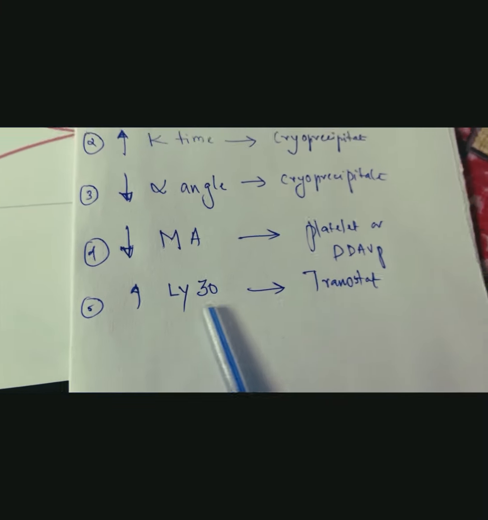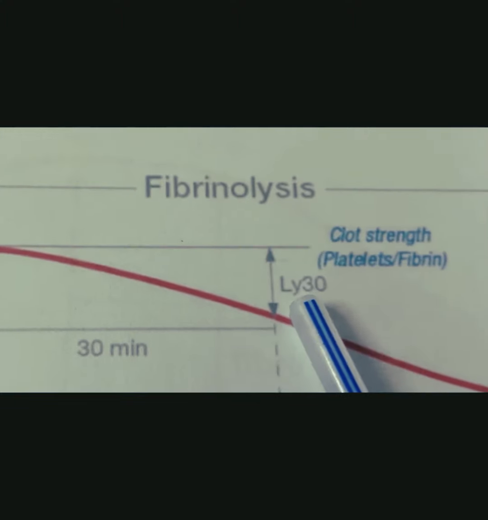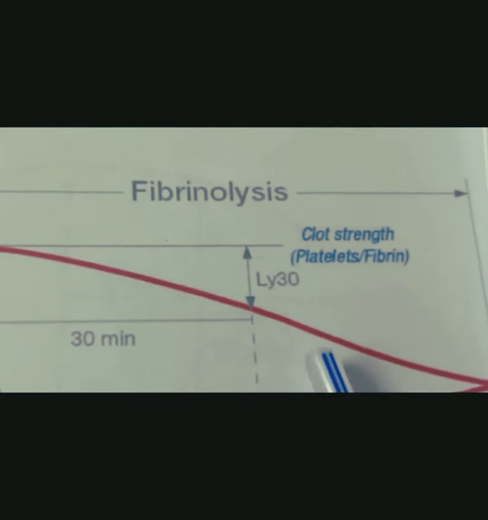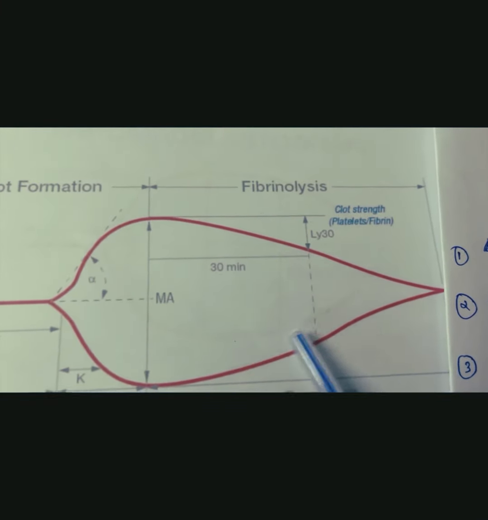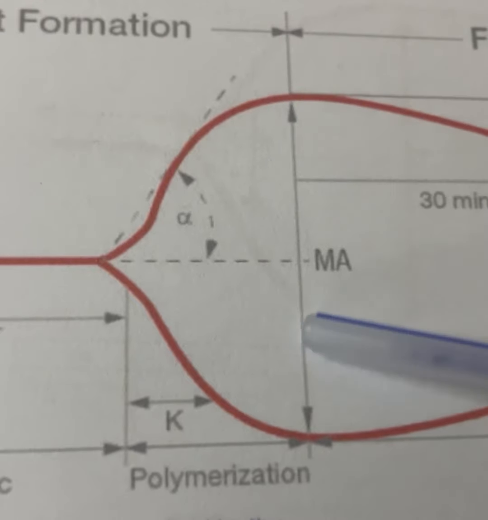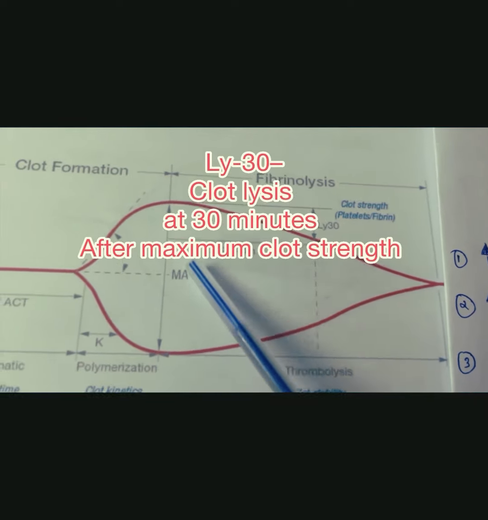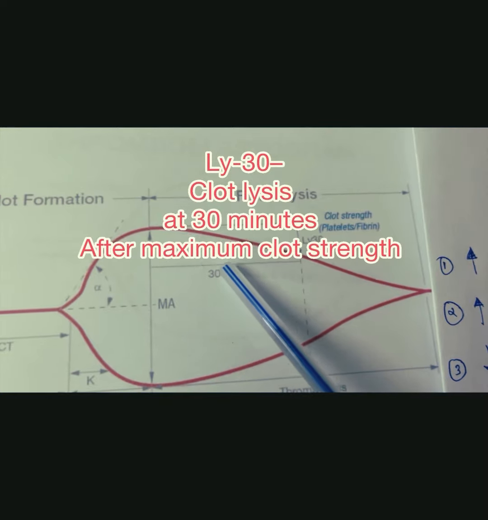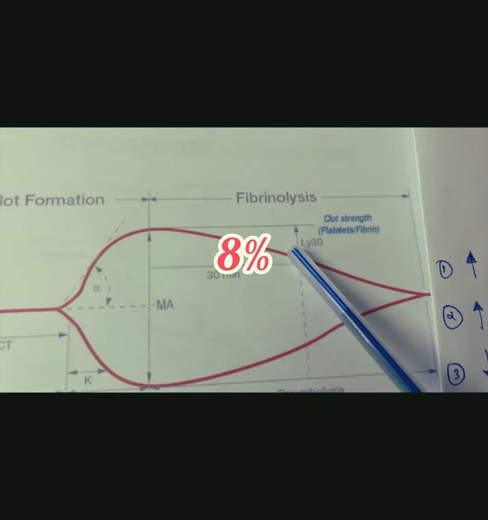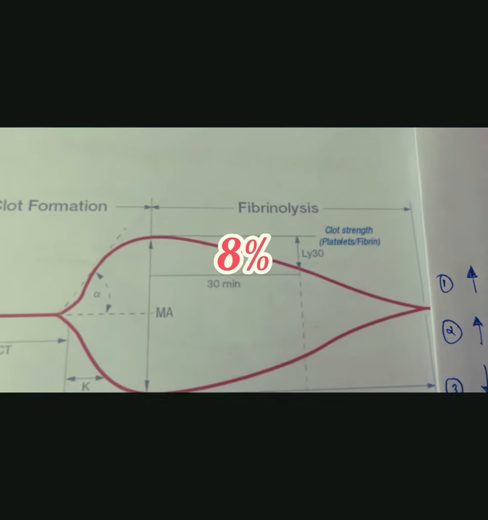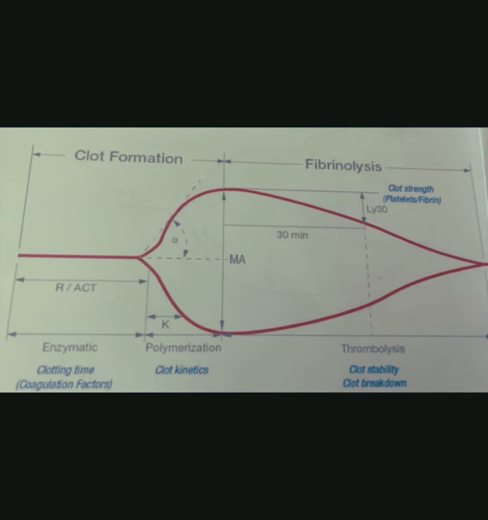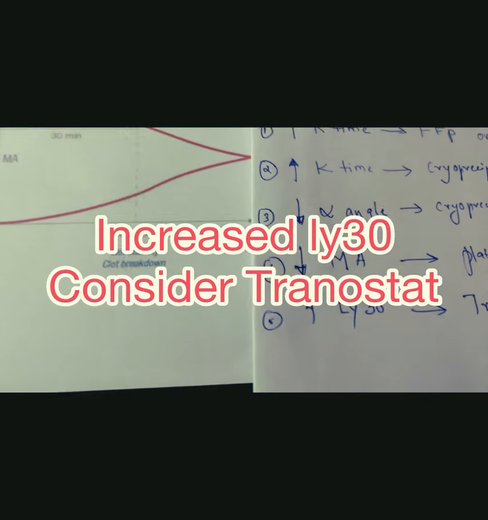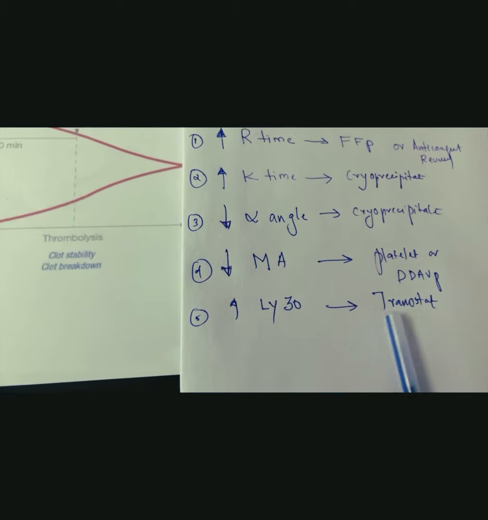So the final value that I do want to talk about is the LY30, which is essentially the percentage of clot lysis 30 minutes after the maximum amplitude. So what does it mean, lysis after 30 minutes? This is the maximum amplitude, or MA. The percentage decrease in amplitude at 30 minutes. This is the fibrinolytic phase. Normal range is up to 8%. A higher value indicates excess fibrinolysis and is treated with tranexamic acid or aminocaproic acid. So LY30, if it is high, you have to consider tranexamic acid.